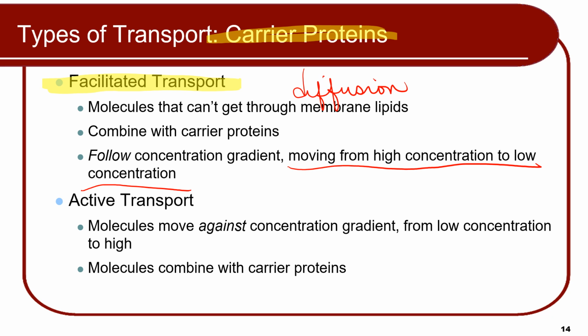For example, water gets into our cells. There's a carrier protein called aquaporin. So pore is like a hole, aqua is water, so it's like a hole for water to get through in our membranes that enables water to diffuse in and out of our cells.